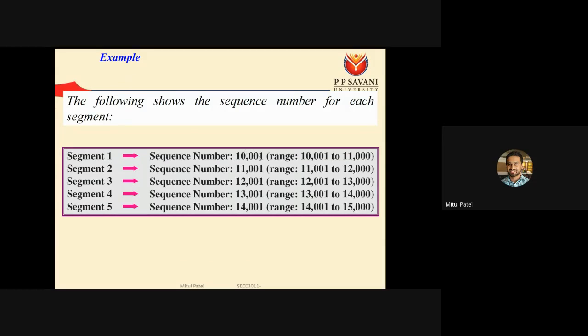The acknowledgement number for segment 1 is 11,001. In the same way, for segment 2 the acknowledgement number will be 12,001. For segment 3 the acknowledgement number is 13,001, and for segment 4 the acknowledgement number is 14,001. So by that way the acknowledgement number indicates the next byte the receiver wants from the sender. For example, segment 1 has been received, now which byte is needed next? 11,001. So that's why for segment 1 the acknowledgement number is 11,001. By that way the acknowledgement numbers are going to be assigned.